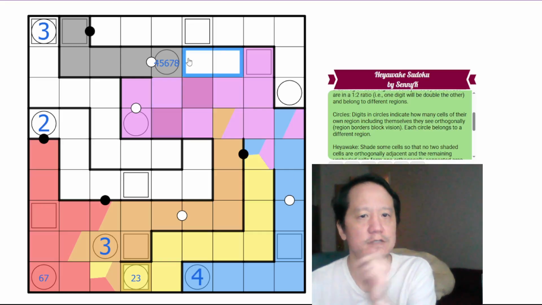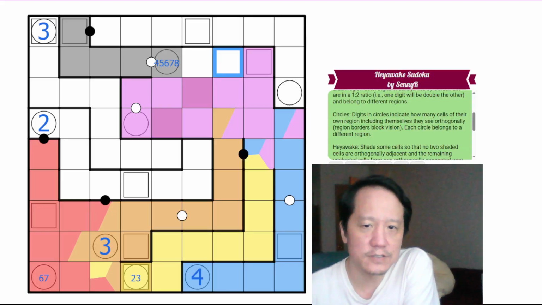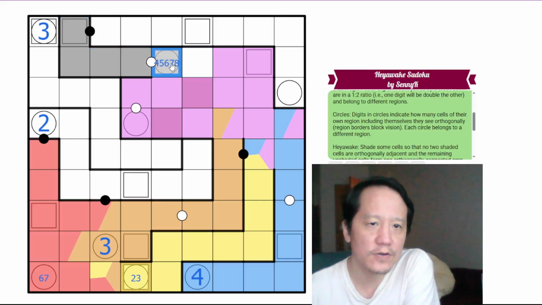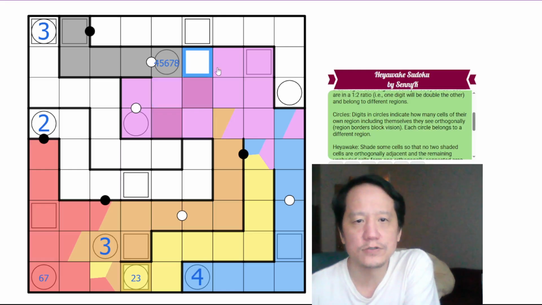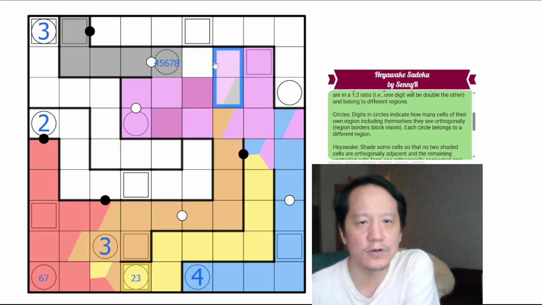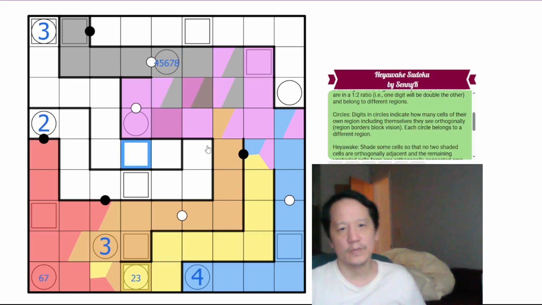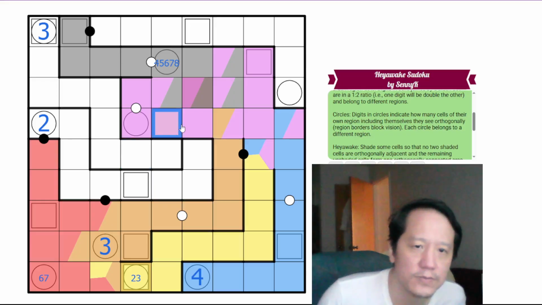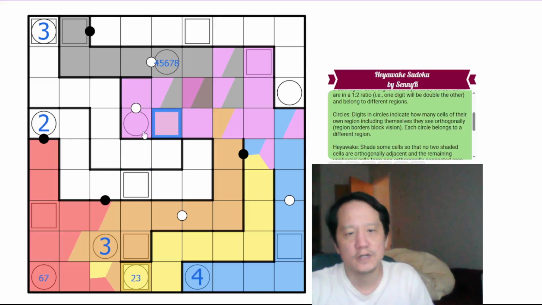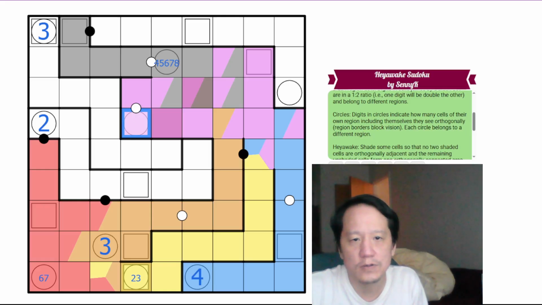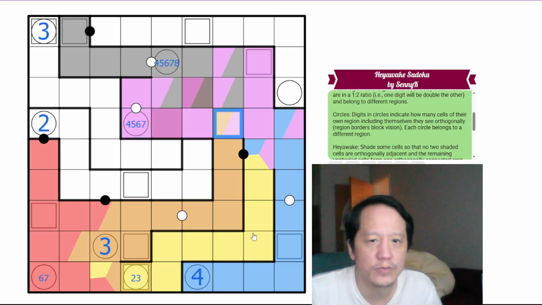Pink cannot access these. Pink could access here. We have 1, 2, 3, 4, 5, 6, 7, 8, and it cannot cut off here. So this cannot be. I guess this could be medium. So medium can go all the way up to here. Pink has to be these 3 though, or these 4, I guess. This has to see at least 4. So 4 through 7 could be pink all the way there.